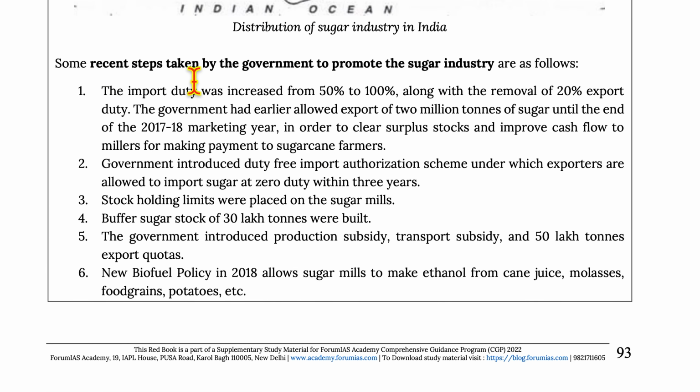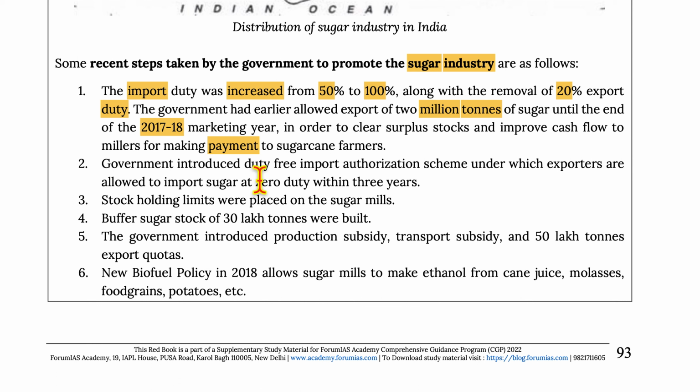Now, some recent steps taken by the government to promote the sugar industries are as follows. The import duty was increased from 50% to 100% along with the removal of 20% export duty. The government had earlier allowed export of 2 million tons of sugar until the end of 2017-18 marketing year in order to clear surplus stocks and improve cash flows to millers for making payments to the sugarcane farmers.